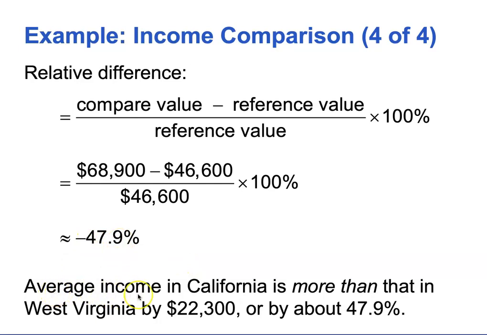So when you put this in words of what it means, average income in California is more than that in West Virginia by 22,300. That's why it was positive. Or it was more by 47.9%. Remember, the actual units is your absolute, and the relative is always in a percentage.